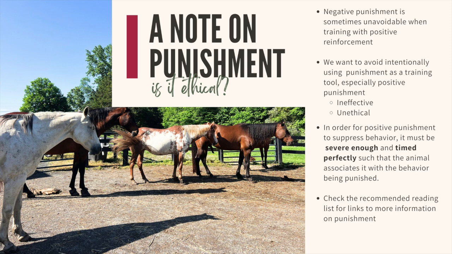It also has to be timed pretty darn perfectly so that the animal actually associates the punisher with the behavior you're trying to punish. If you're a couple milliseconds too late, that horse has already forgotten what he did that you're mad about, and he might now associate that punisher with the next thing he starts to do, which is probably not at all what you were trying to punish in the first place. So in that way, it's totally ineffective.